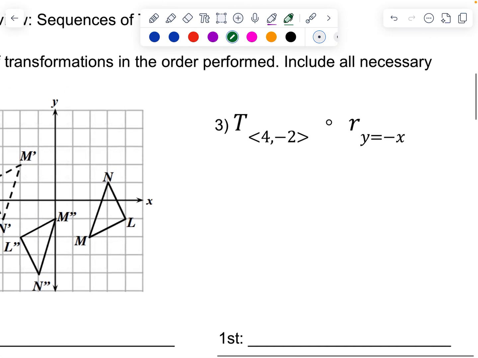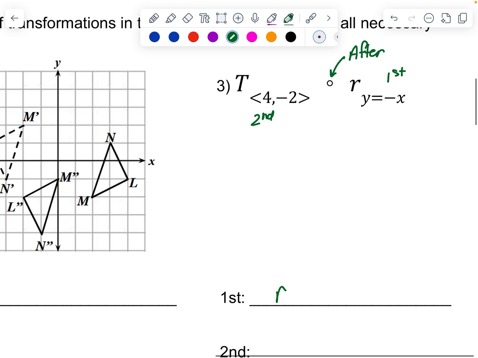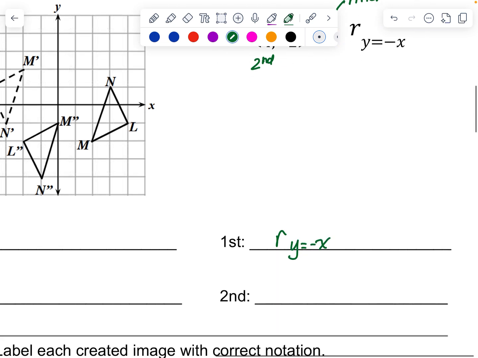I want to talk about problem number 3. This little open circle here means after. So this says we translate after we reflect, which means that we do this one first and this one second. So the first thing we're going to do is reflect across the line y equals negative x. Then we're going to translate.